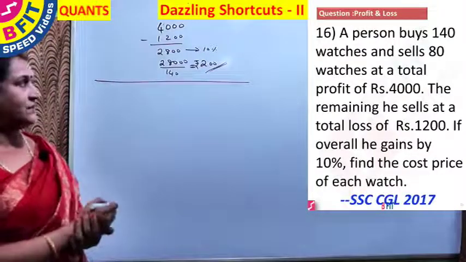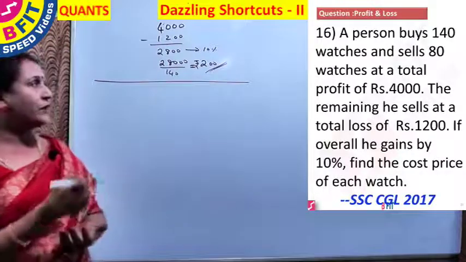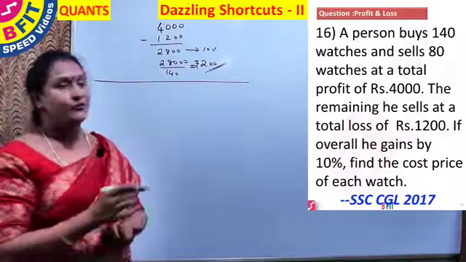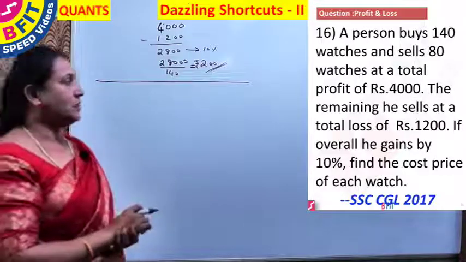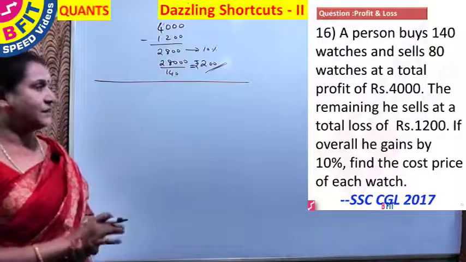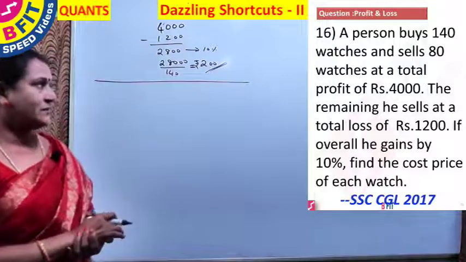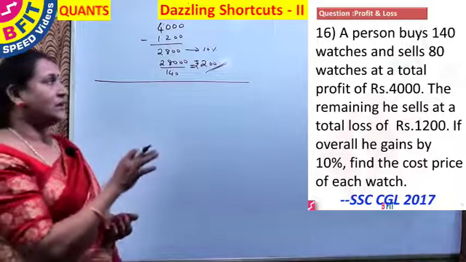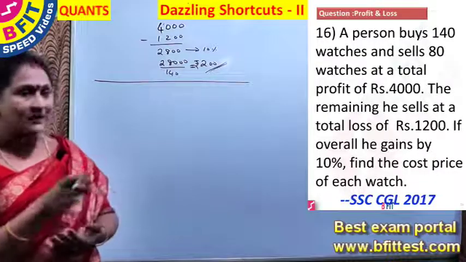First, the question. Here the question says a person buys 140 watches. He sells 80 watches at a total profit of 4,000 rupees and the remaining, that is 60 watches, he sells at a total loss of 1,200. Overall he gains by 10% and we need to find the cost price of each watch. As the values themselves are given, we don't need the split-up of 80 and 60 watches.